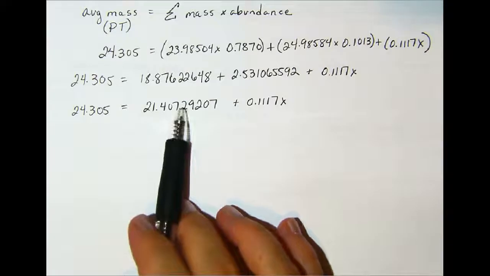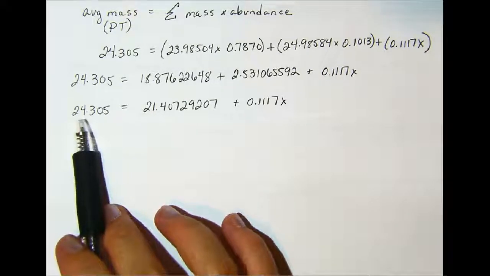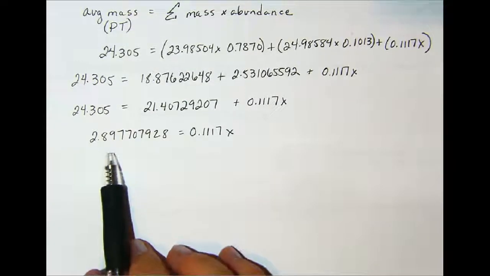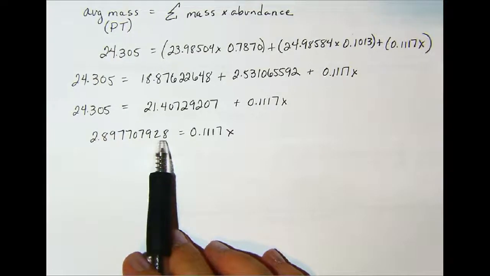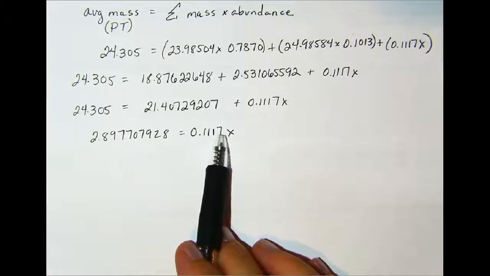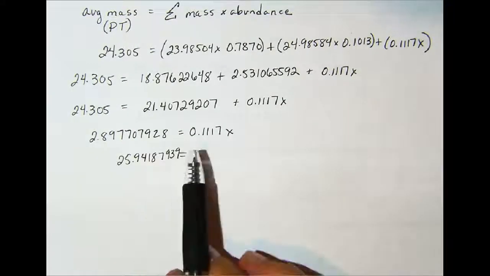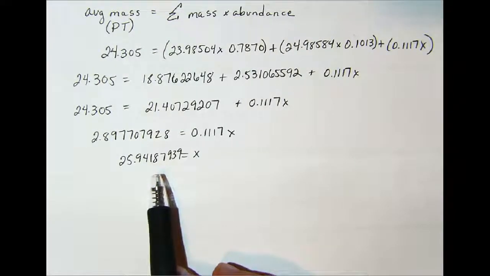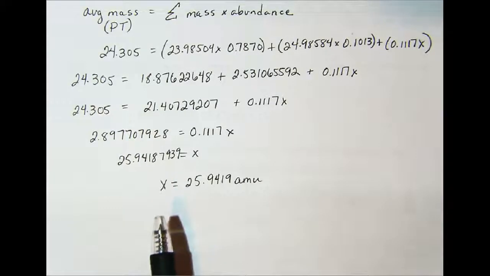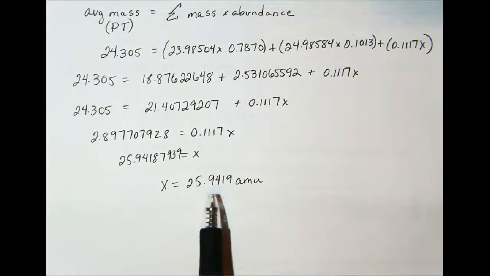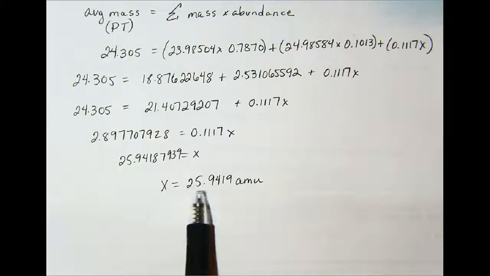We'll subtract this from both sides of the equation, which is going to leave us with 2.897707928 equals 0.1117x, and then I'll divide both sides by this value, which is going to get me x is equal to 25.9419. And so essentially my atomic mass units for magnesium 26 is 25.9419.